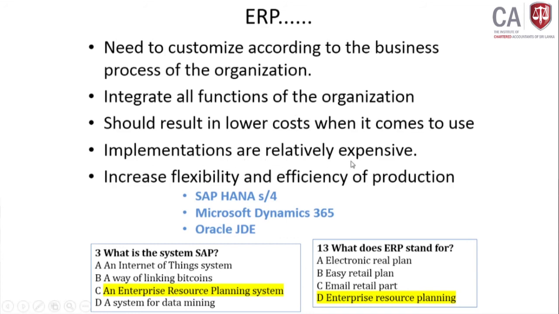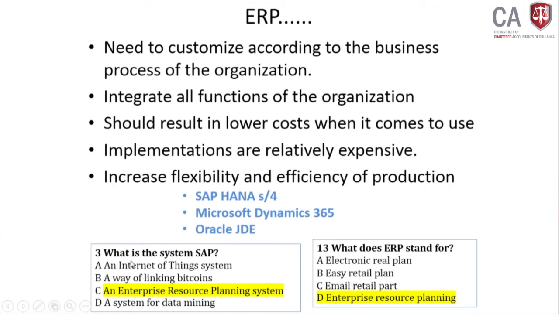Implementation is relatively expensive. It is not easy to implement like other systems, because it deals fully with the organization and all its functionalities. If one functionality is not functioning well, the whole system can collapse. Therefore implementation is very expensive. It also increases flexibility and efficiency of production. It gives a flexible environment for production, and the efficiency goes up because of the ERP.